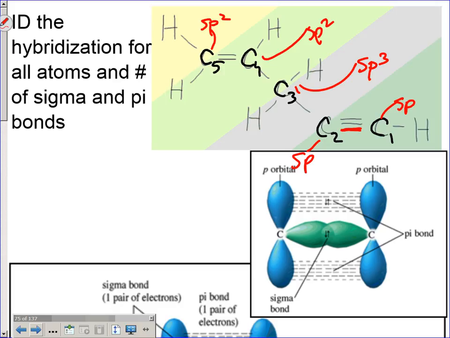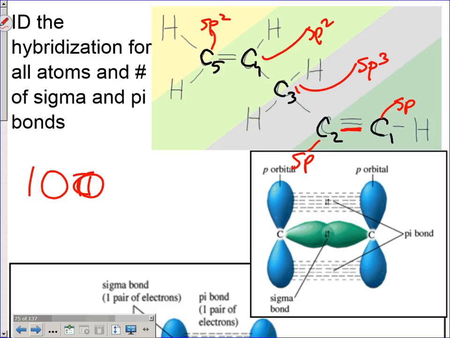Okay, cool. So now, count how many sigma bonds are there. Count how many sigma bonds are on my structure. Sigmas always form first. Pi's build on top. That's what I really need you to see. Allie? 10. There are 10 sigma bonds.